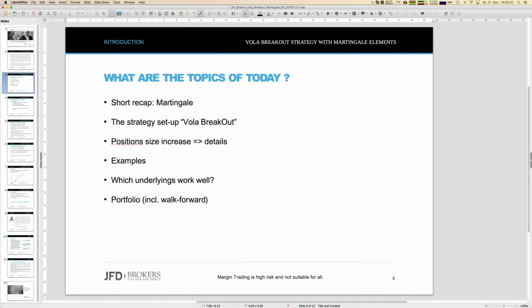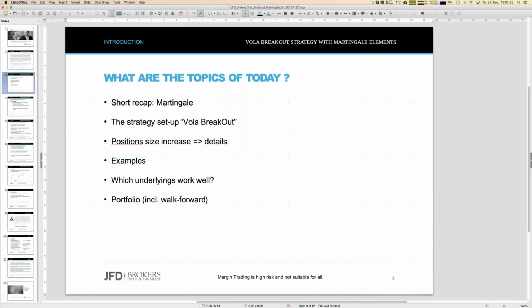We have to talk about position size in detail because we will do something special if we have a losing trade. How to do and what to do, we have to calculate and we have to discuss. I will show a couple of examples of strategies for different underlyings, but overall I will show what kind of underlyings really work well with that kind of strategy.